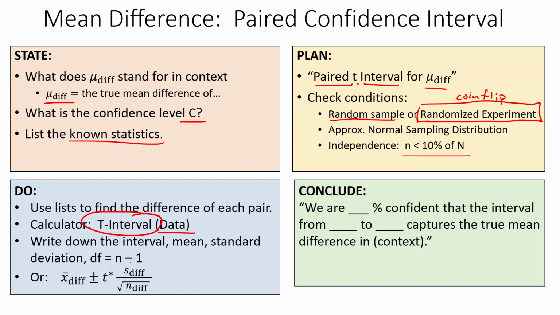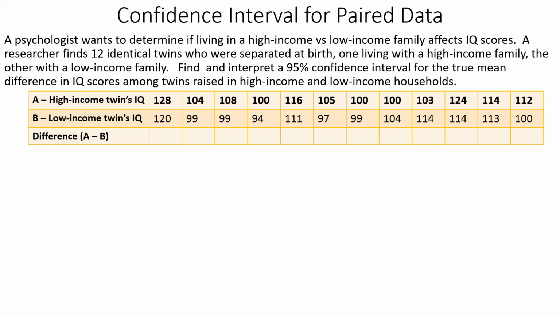All right, and if we're doing this, really we do this just like if this were a one sample interval. That's why we're doing it as the t-interval, and the one sample is the difference. It's that third list we make. And our conclusion is still the same thing, except we're saying now the true mean difference in context. All right, so back to these guys. So we already looked at this a little bit.